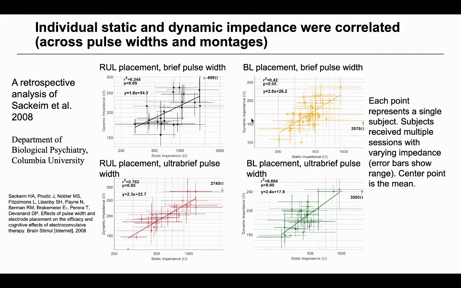the raw data of 90 patients from Sackheim et al. 2008. We divided these patients by montage and by pulse width, and we took the average of their impedances, so each point on these graphs is a single subject, and the error bars show the full range of their impedances for static and dynamic. As can be seen, there is a statistically significant relationship, sometimes moderate and sometimes much stronger, that exists for these two parameters.